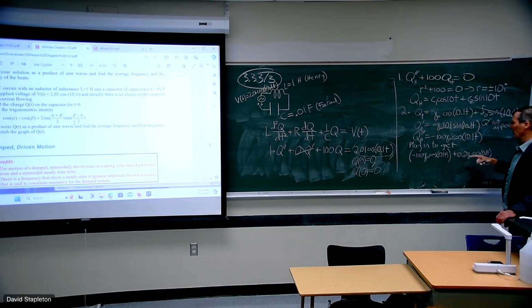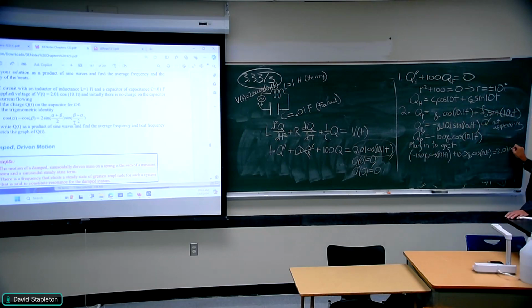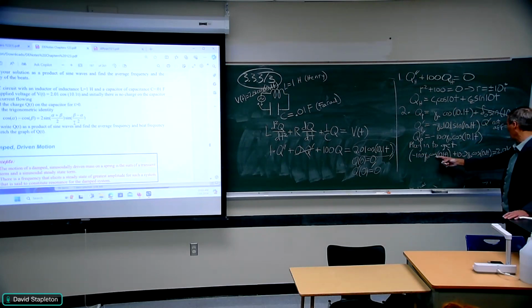So Q double prime plus 100 Q equals the right-hand side, 2.01 cosine 10.1 t. So gamma zero exists such that this will be satisfied. That's the table of undetermined coefficients. It's a theorem that guarantees this. What do we have? We have minus 100 gamma zero.